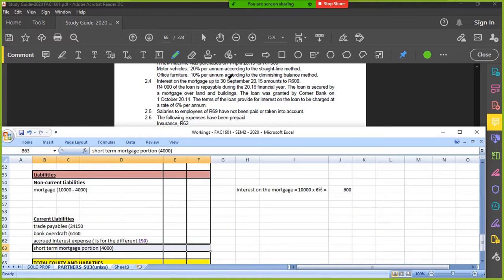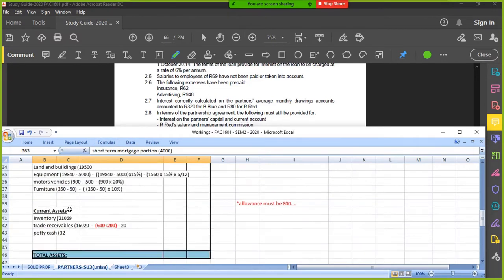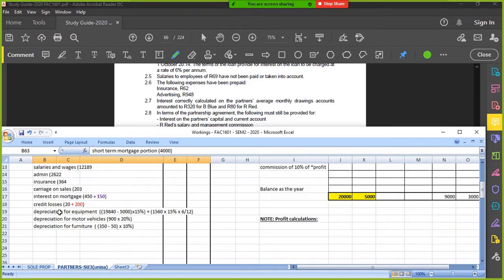Right, have I read everything? I've got the interest. I've got the disclosure. Great. Okay, 2.5. Salaries to employees of 69 have not been paid or taken into account. Okay, this is an accrued expense for normal salaries and wages. Not to the partners, though. Be careful. Those are normal employees. All right, so I'm going to debit the expense and credit the accrual.